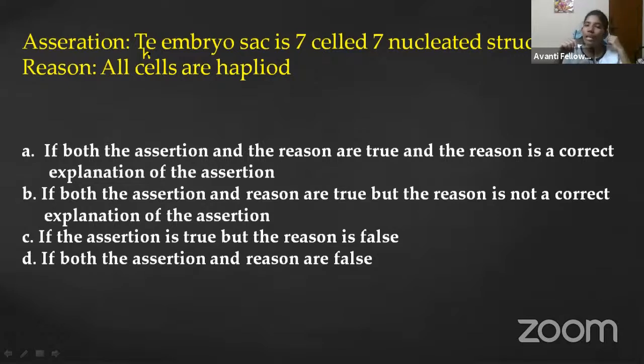Okay. So the embryo sac is a 7-celled, 7-nucleated structure. Is that true? All cells are haploid in the embryo sac. Is that true? If they are wrong, okay. If they are true, is the reason a correct explanation for that or not, you need to tell. Option A is that both assertion and reason are true and the reason is the correct explanation for the assertion. Option B, the assertion and reason are true but the reason is not the correct explanation for the assertion. Sorry, if the assertion is true but the reason is false. If both assertion and reason are false. So what is the correct option? Choose now.